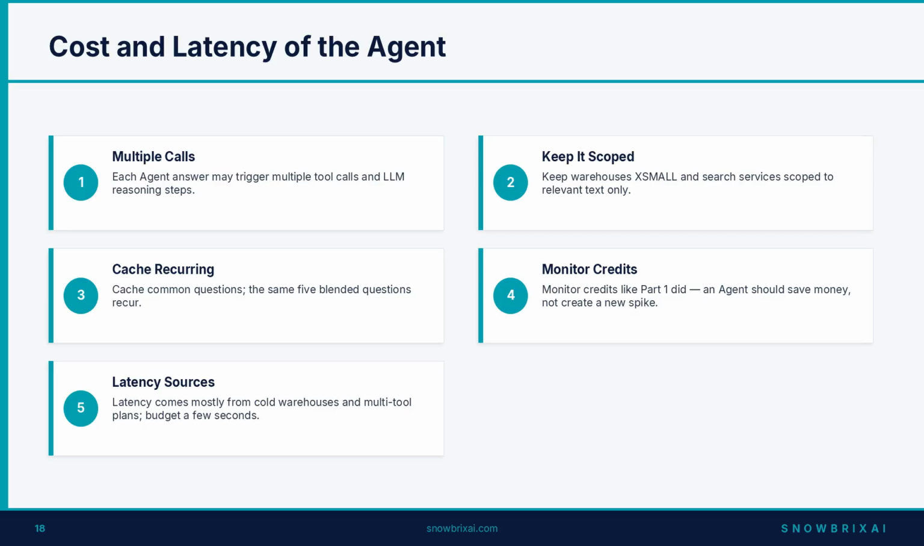Let's talk cost and latency plainly. Each agent answer may fire several tool calls plus reasoning steps, so it is not free. Keep the warehouses extra small and scope the search service to relevant text only. Cache the common ones, because the same 5 blended questions keep recurring. Monitor credits the way part 1 did. An agent should save money, not open a new spike. And the latency, most of it comes from cold warehouses and multi-tool plans. Budget a few seconds and move on.